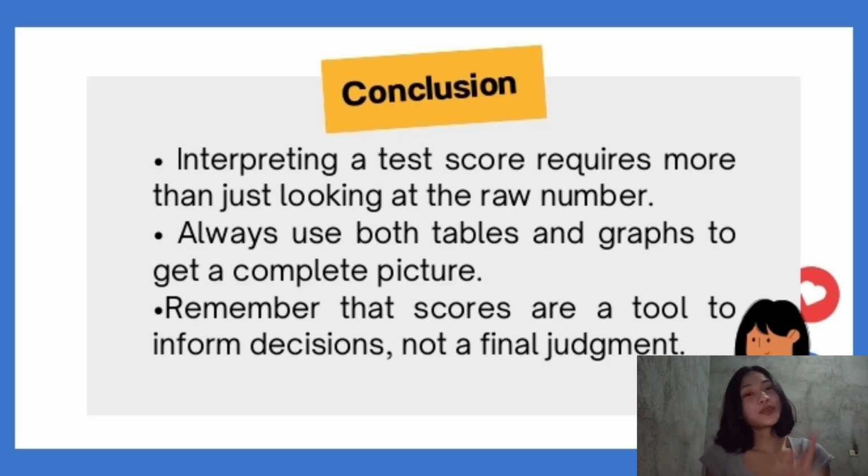In conclusion, interpreting a test score requires more than just looking at the raw score. We must use visual tools. Always use both the tables, which are the raw numbers, and the graphs, which are the visual story, to get a complete picture. Remember that scores are a tool to inform decisions. They tell us what needs attention or where to go next. They are not a final judgment on a person or a class. They are simply a starting point for action.